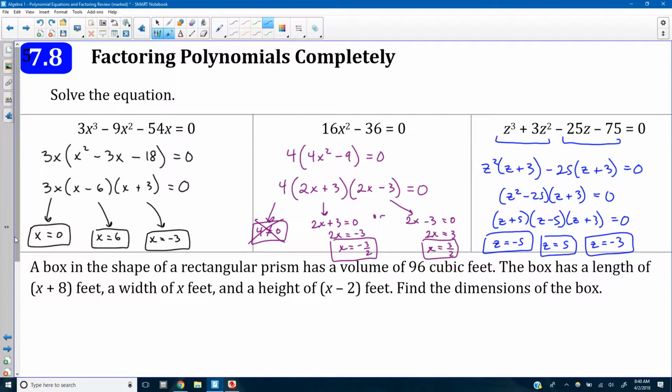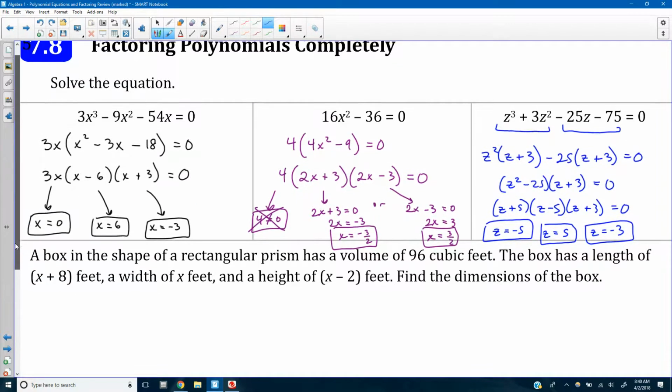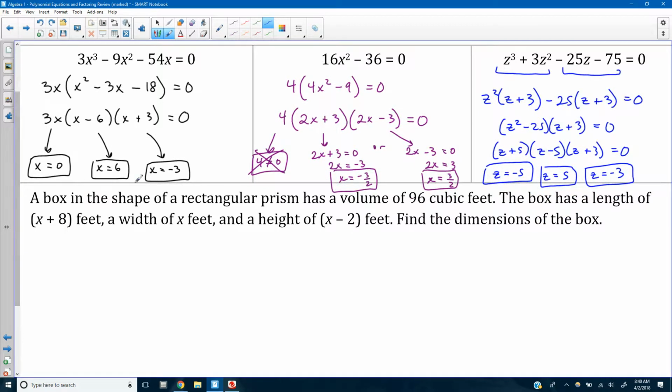Yay! Okay, well, not the last problem. I have two more word problems after this. A box in the shape of a rectangular prism has a volume of 96 cubic feet. The box has a length of x plus 8 feet, a width of x feet, and a height of x minus 2 feet. Find the dimensions of the box. So what they're talking about is something in 3D here. It's a rectangular prism.